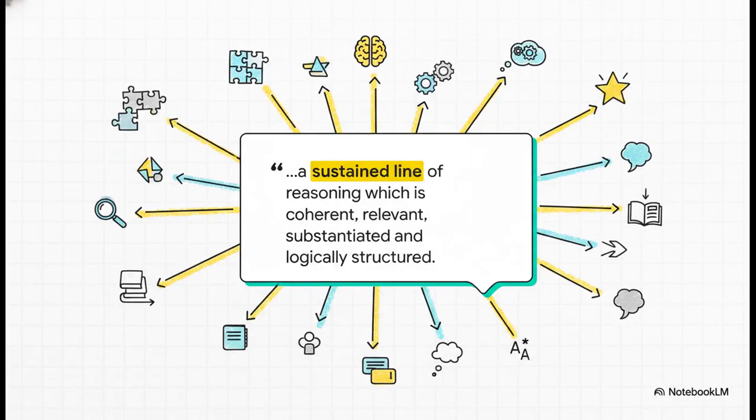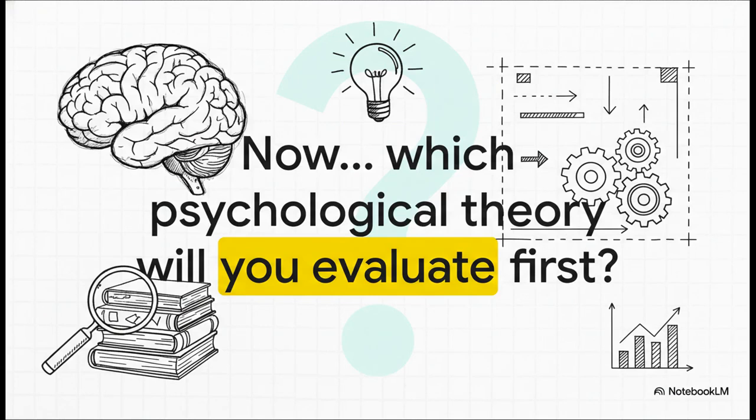And hey, don't just take my word for it. Look at this quote. We've pulled this directly from the AQA specification itself. This is literally what they are asking you for: a sustained line of reasoning which is coherent, relevant, substantiated, and logically structured. Our 4-step framework is designed to give them exactly that every time. So there you have it, the blueprint for A-star evaluation. The only thing left to do now is to actually use it. So go on, think about what you're studying right now. Which theory, which study are you going to put to the test with this new framework first?